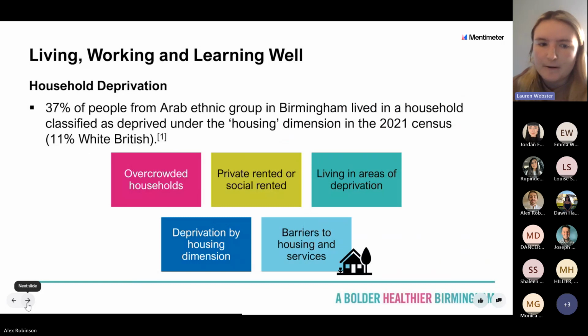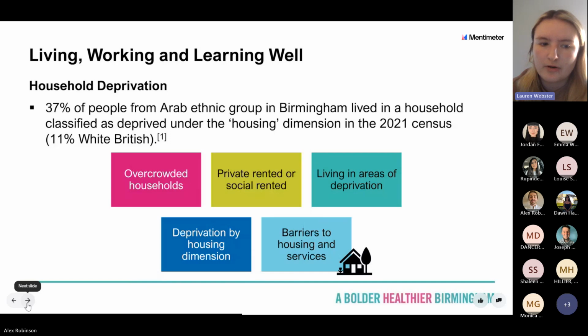So, living and working well. In the census, a household is classified as deprived in the housing dimension if the household's accommodation is either overcrowded, in a shared dwelling, or has no central heating. 37% of people from the Arab ethnic group in Birmingham lived in a household classified as deprived under the housing dimension in the 2021 census, in comparison to 11% of white British.